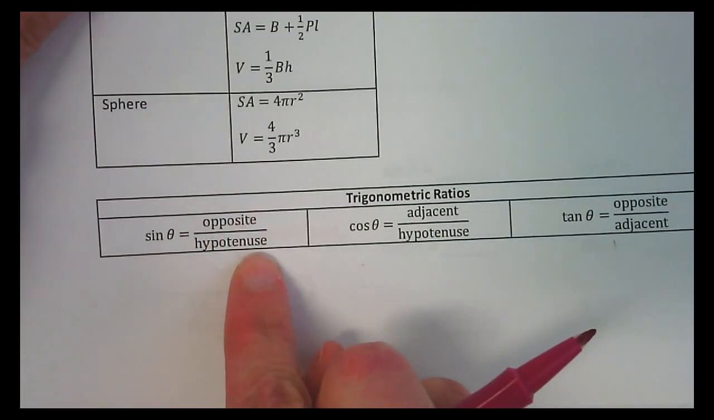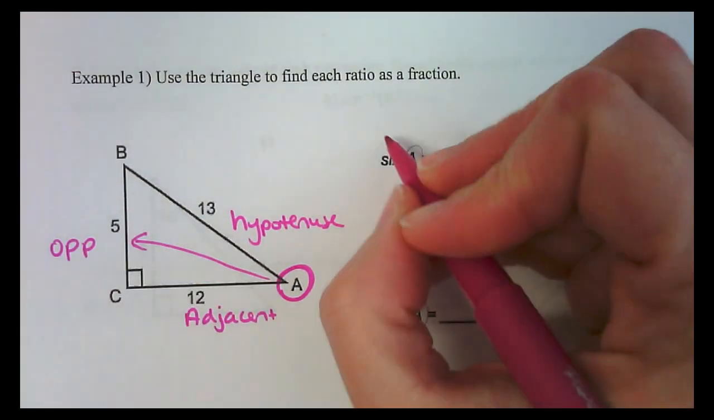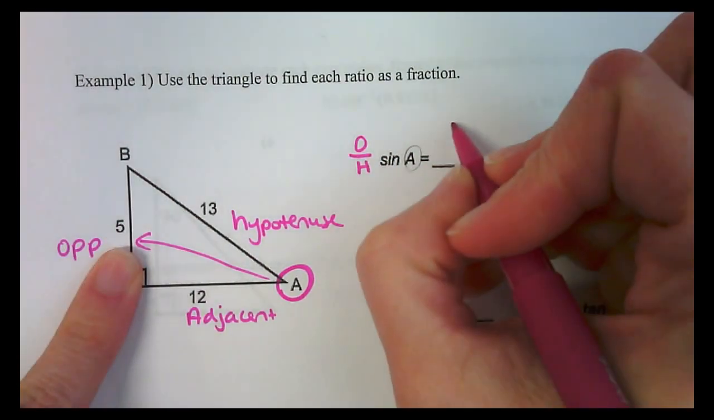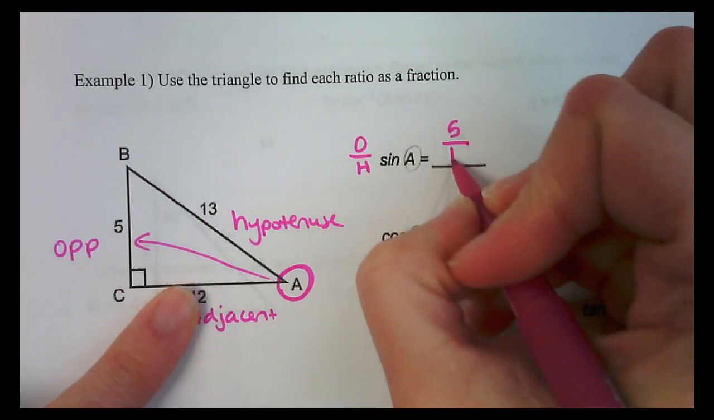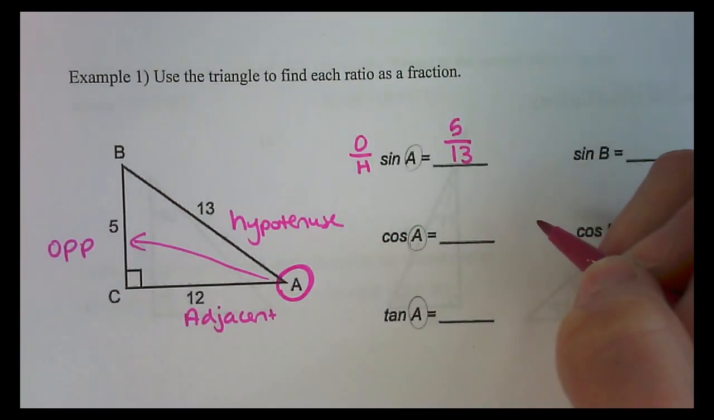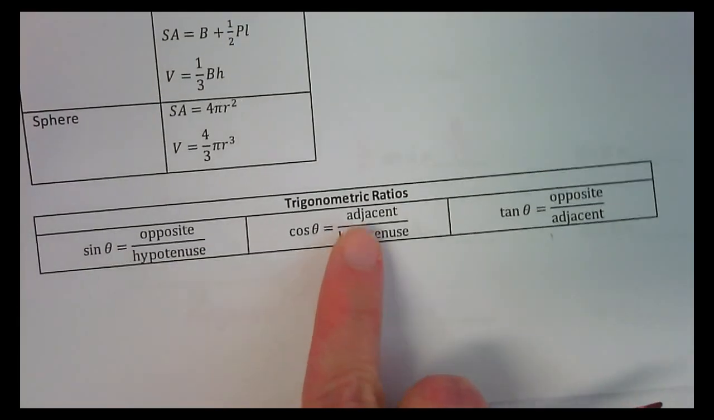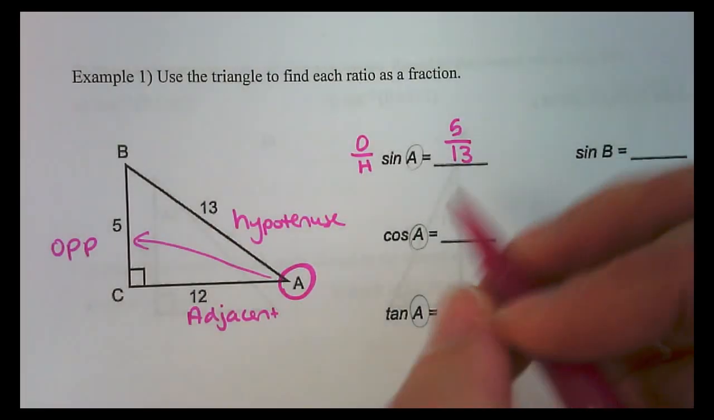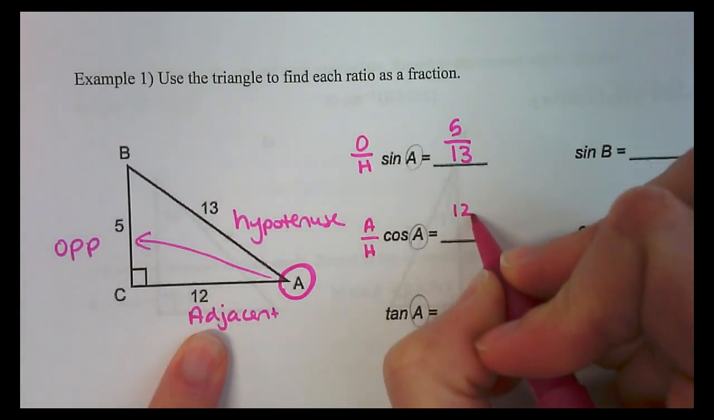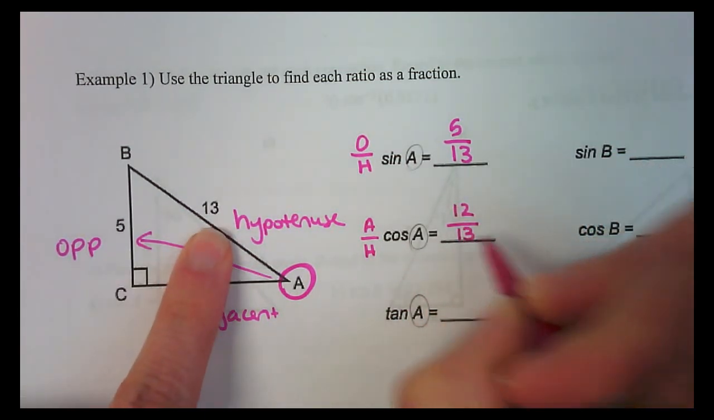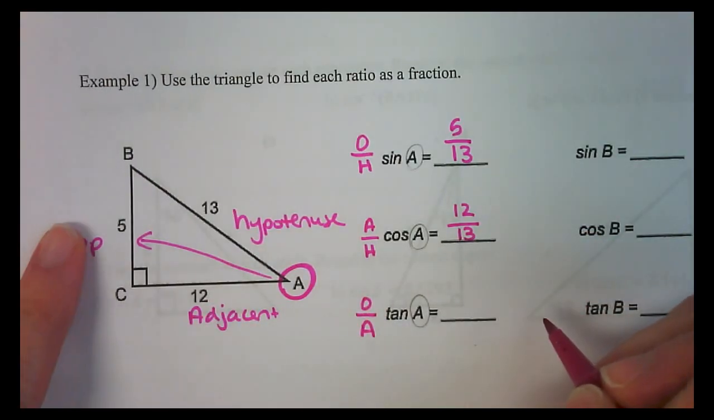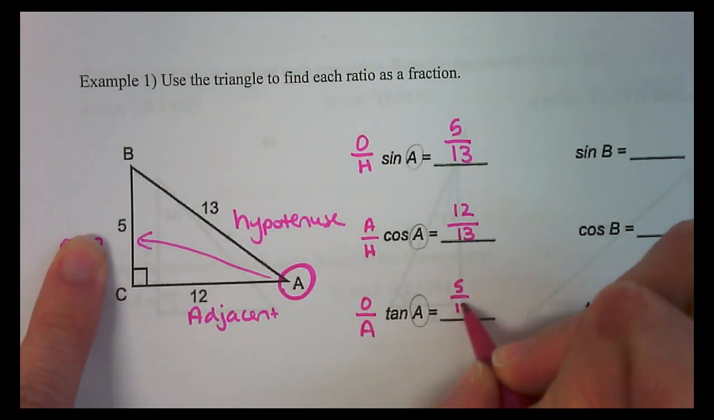When I'm doing sine, again, you get your reference sheet. It says opposite over hypotenuse. So I know I'm doing O over H. So in this case, it's going to be 5 over 13. For cosine, again, you have your reference sheet. It's adjacent over hypotenuse, so A over H. Tangent is opposite over adjacent. So 5 over 12.